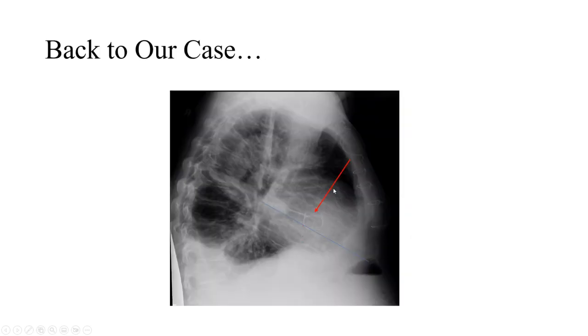So in our case, if we were to draw this imaginary line, we can see this valve sits just above the imaginary line with the valve touching the line. So this is a case of aortic valve replacement. This is case number 1, a case of pulmonary pseudotumor caused by a pleural fluid with a prosthetic aortic valve.